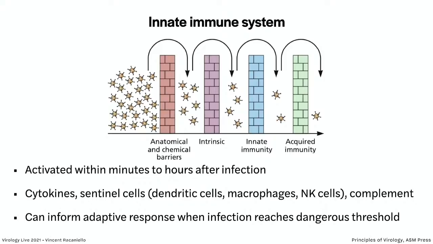Talked about, here we go, anatomical and chemical barriers, that's skin and mucus. Intrinsic set of proteins that we've talked about: apoptotic, CRISPR, APOBEC, silencing proteins. Now we have innate immunity. This needs to be induced. It's activated within minutes to hours after infection. It comprises cytokines, sentinel cells, and complement.